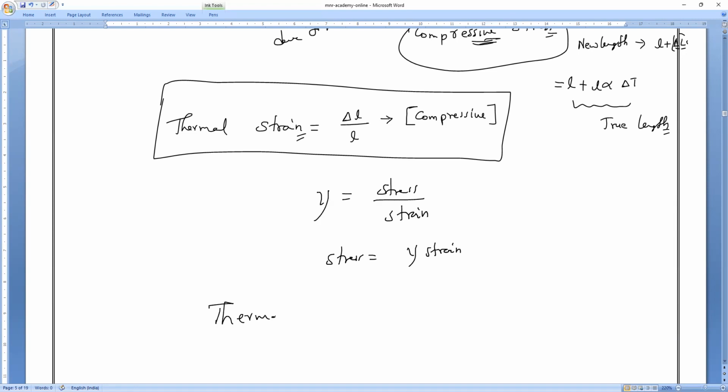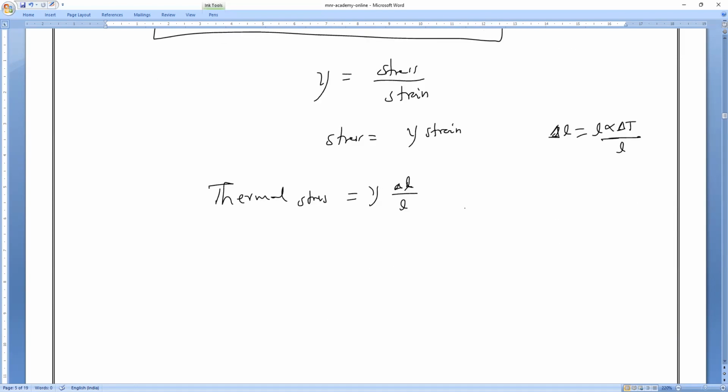So thermal stress is equal to Young's modulus into, we all know, delta L by L. Now, we have derived that delta L is equal to L into alpha into change in temperature. I will replace this delta L with that.